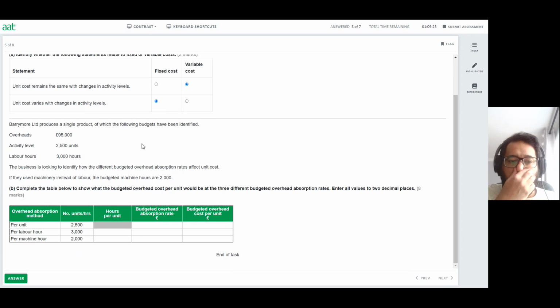So here, what they're asking you now is what will be the overhead absorption rate if they use the per unit method. If you look at the overheads here, 95,000, I'm going to divide it by the number of units, 2,500. It is £38. Please remember, all your answers need to be in 2 decimals. Be careful with that because do not miss that out. So £38 per unit. And the same amount will be absorbed per unit. So it makes more sense.